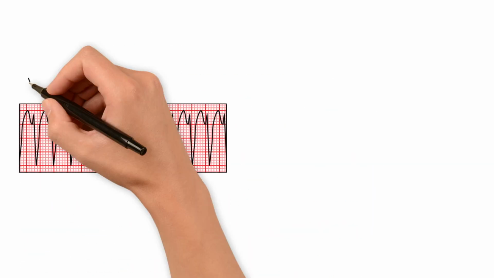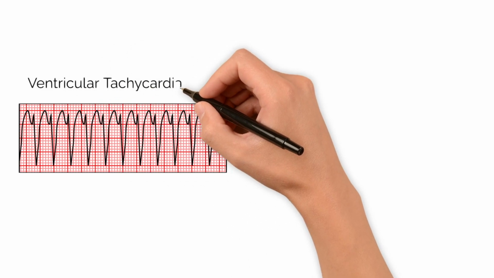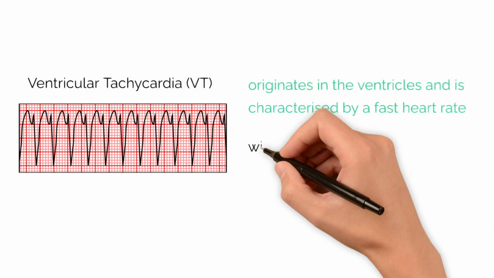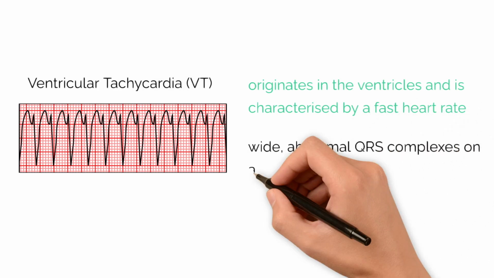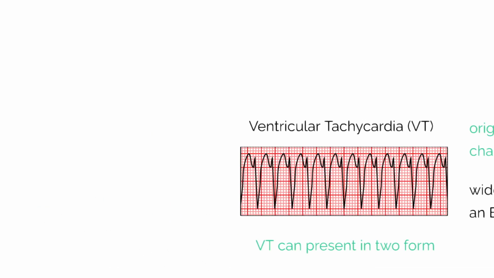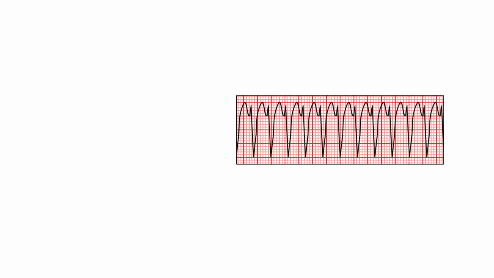Ventricular tachycardia originates in the ventricles and is characterized by a fast heart rate exceeding 100 beats per minute with wide, abnormal QRS complexes on an ECG. VT can present in 2 forms.